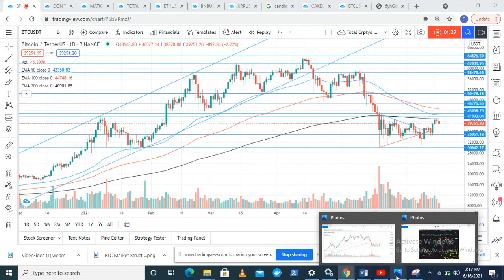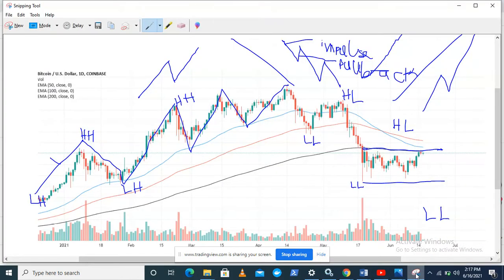So back to the presentation. Oh my god, all these things were not captured. So sorry. Okay, so for a downtrend, it's just the reverse. You're going to be having a lower low followed by a lower high and then a lower low.